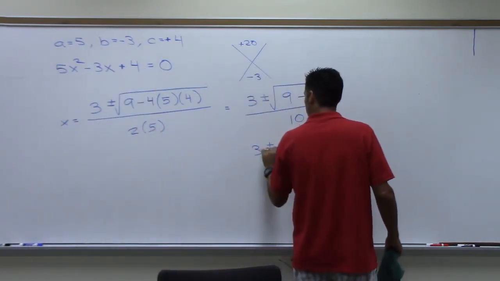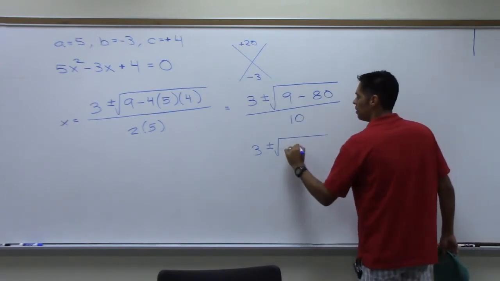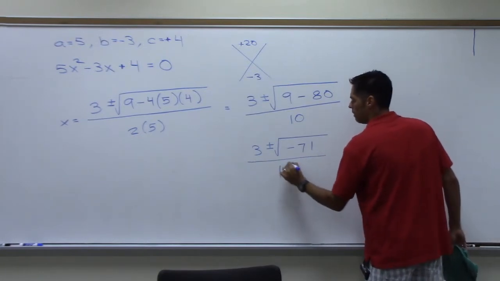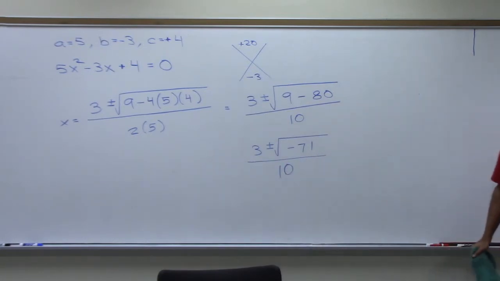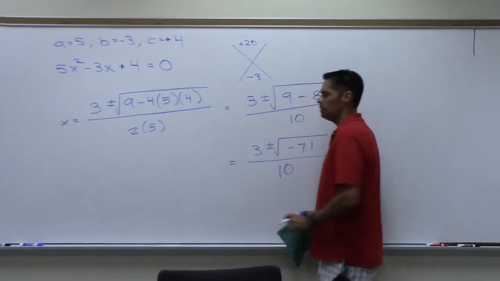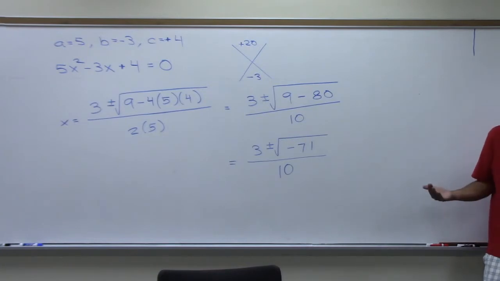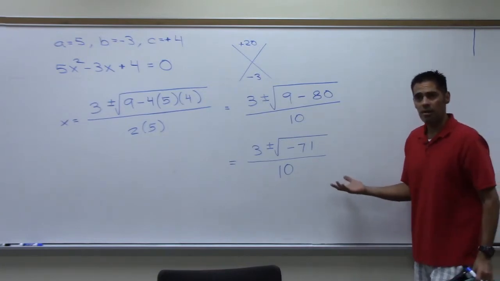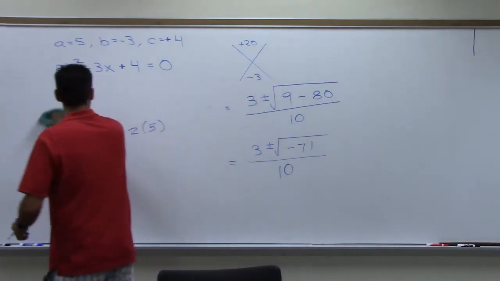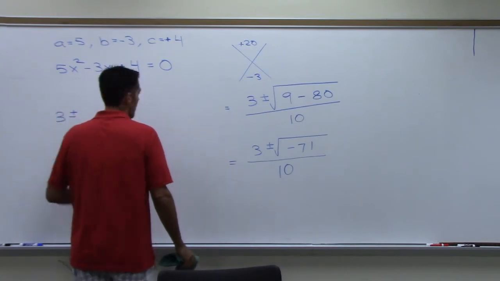3 plus or minus square root of negative 71 all over 10. And now you have this rather complicated looking thing. Square root of a negative number, which we already said we can't do. I, right? So can you break down 71 though? You can't, right? So how are we going to write that?